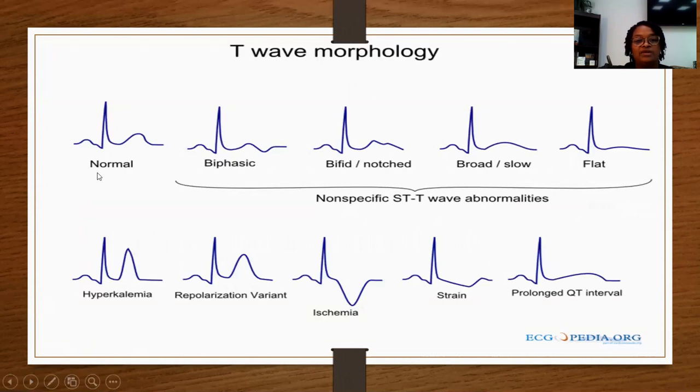And here we see that T wave morphology where we see what your normal T wave can look like. Here's a flat T wave. Here's one where someone has too much potassium. And we talked about in a previous lecture how you would have that tall peak T wave with hyperkalemia. Here's your inverted T wave with ischemia.